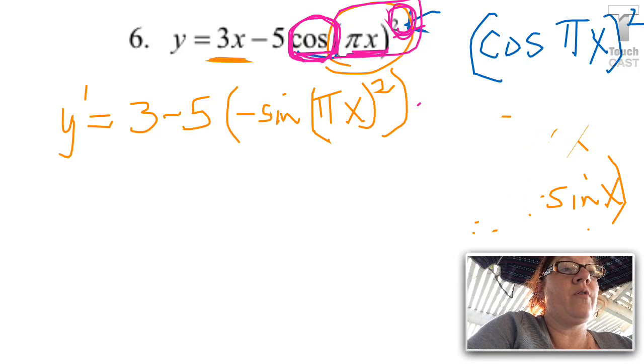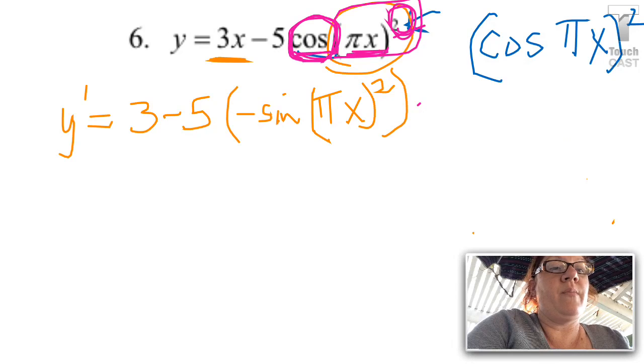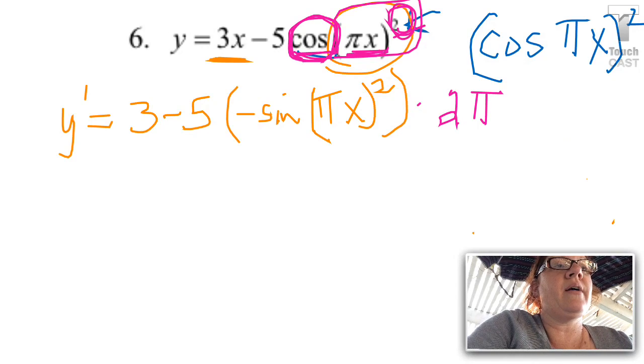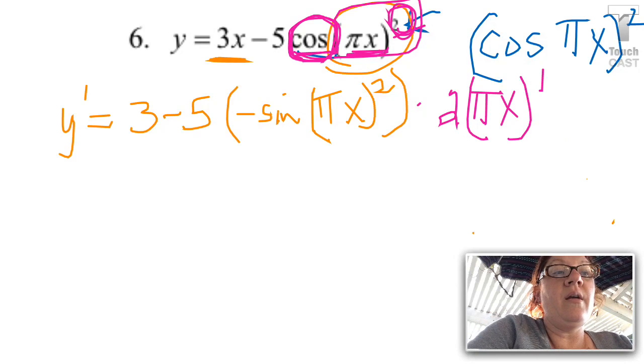I'm going to erase some work over here. So I'm going to power down, which means I'll have 2, and then the pi x will now be to the first. And then I'm going to take the derivative of the peanut, all the way inside, and so the derivative of anything in front of x is just that coefficient. And then I go through and I try to simplify.